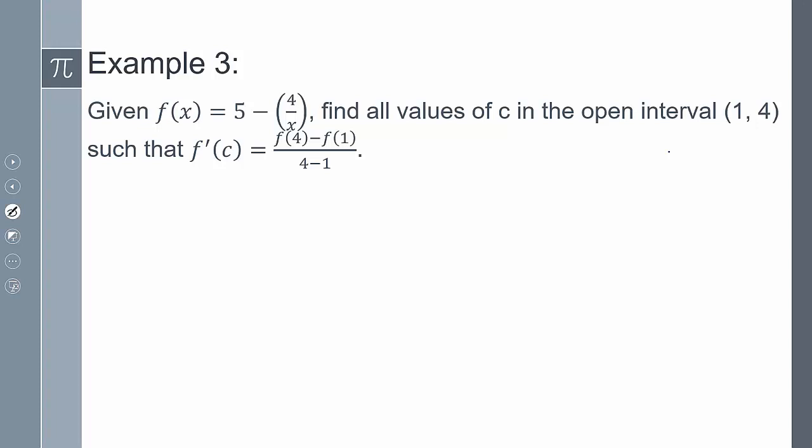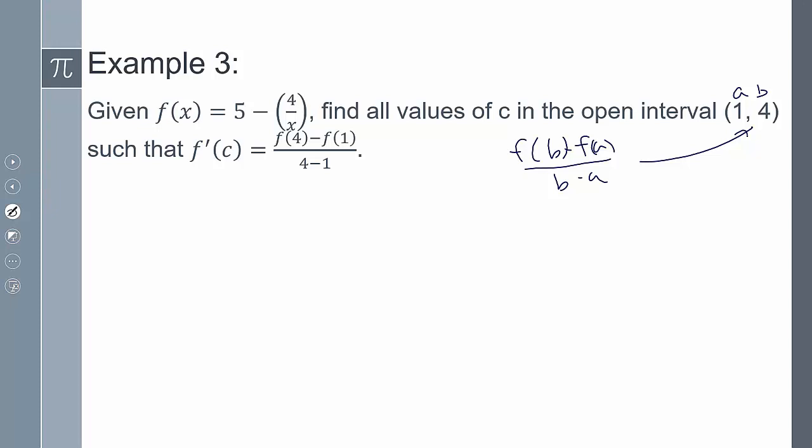So given f of x equals 5 minus 4 over x, find all values of c in the open interval 1, 4 such that f prime c equals f of 4 minus f of 1 over 4 minus 1. That's essentially what it is, right? So this is my a and this is my b. So if we had f of b minus f of a all over b minus a, that goes straight from there. So first I need to find what that is.